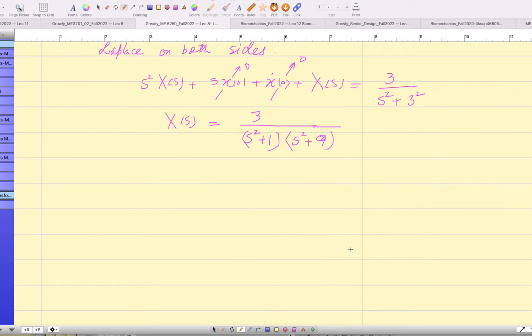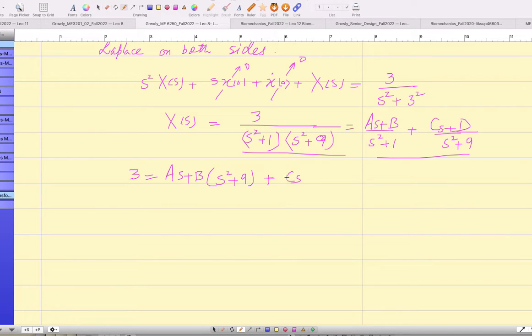Now you have to do the partial fraction expansion: (As plus B) over s squared plus 1, plus (Cs plus D) over s squared plus 9. This is my left hand side, this is my right hand side. You multiply both sides by the denominator of the left hand side, and you get As plus B times s squared plus 9, plus Cs plus D times s squared plus 1. Now compare the coefficients.